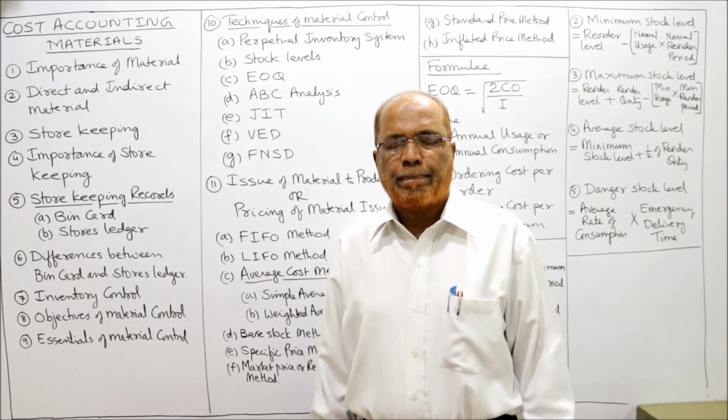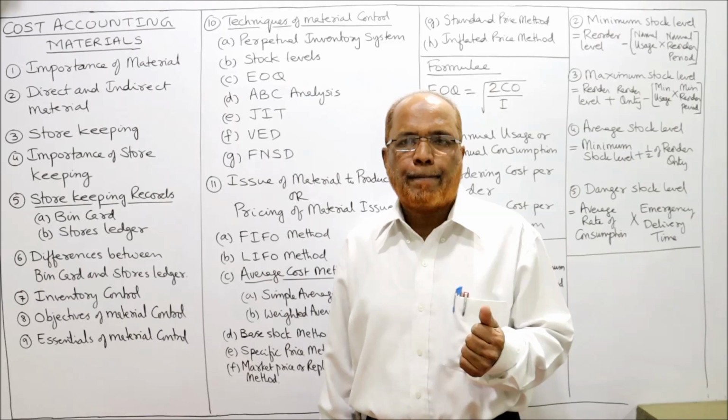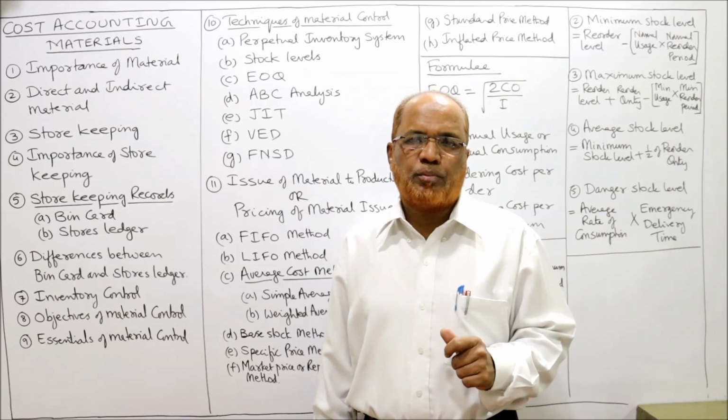Similarly, another objective of inventory control is there should not be any wastage, there should not be any theft, pilferage or deterioration of inventory. The proper records of inventory should be kept. There should be standard forms that should be utilized. All these are the objectives of material control.